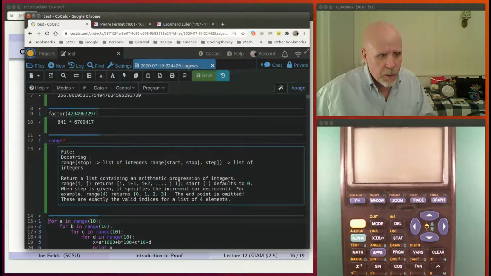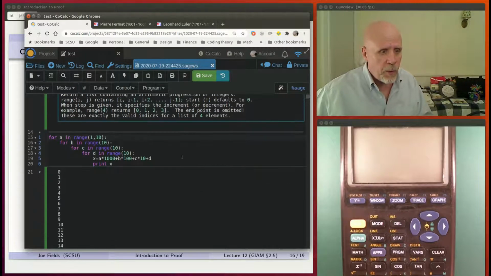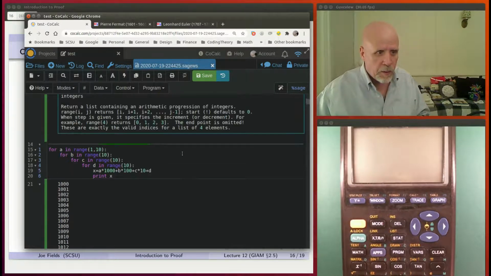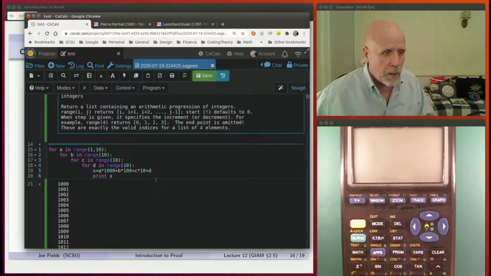Let's look at this one. Range(i, j) returns i, i plus 1, i plus 2, up to j minus 1. It doesn't go to j. So it does start at i, but it doesn't go to j. But this is what I need for that first range operator. I want it to go from 1 to 9. So 1 comma 10 is the right thing to do there. So if I do that, I think I'll start seeing the first things are 4-digit numbers. Yeah, that's a start.